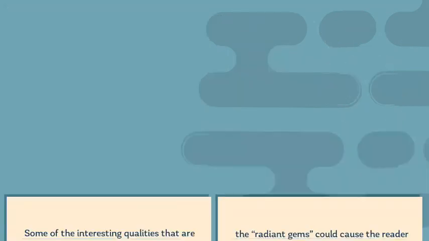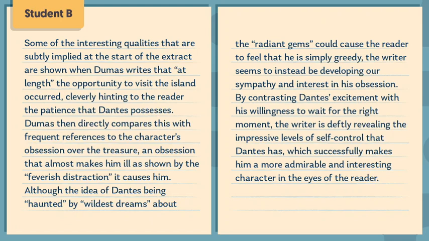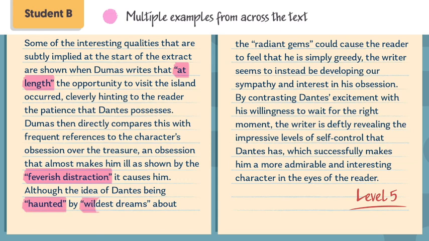Now let's look at an extract from Student B's response and see how it differs. Press pause now to give yourself time to read through carefully, and press play again when you're finished. Okay, this response is at level 5. As you can see, the student talks about how the good qualities of Dantes' character are interesting using multiple examples from across the whole text.